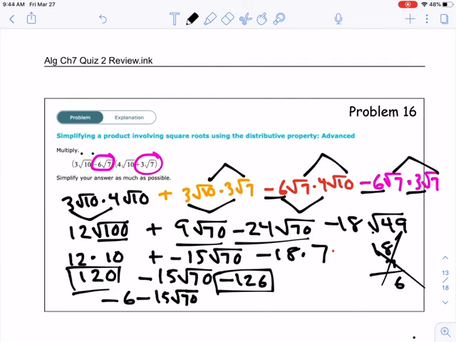So this is kind of a long problem, but it's really important to understand how to apply that distributive property and not get tripped up with it. So moving on.